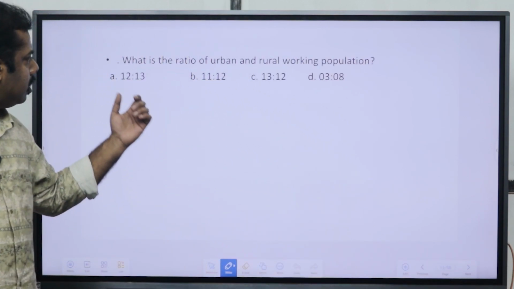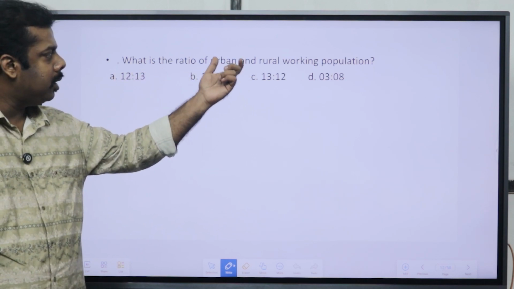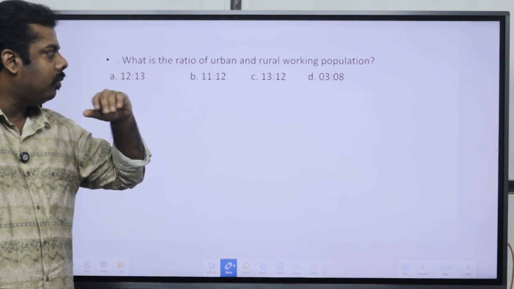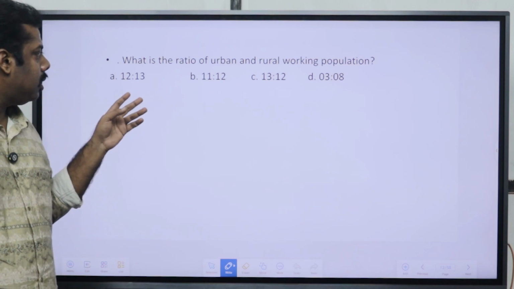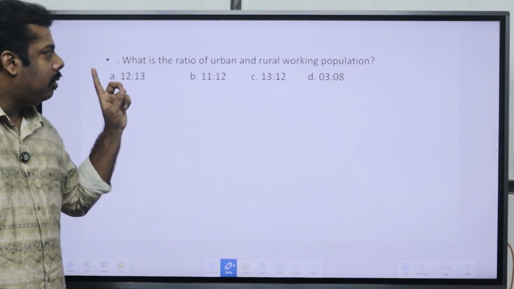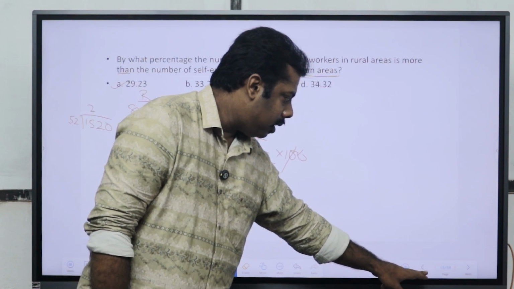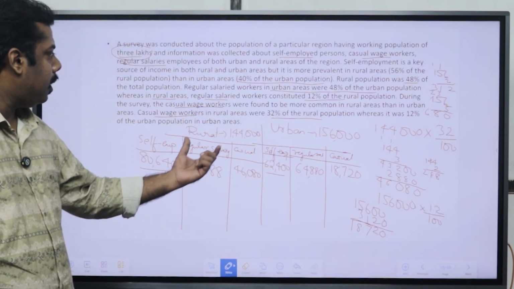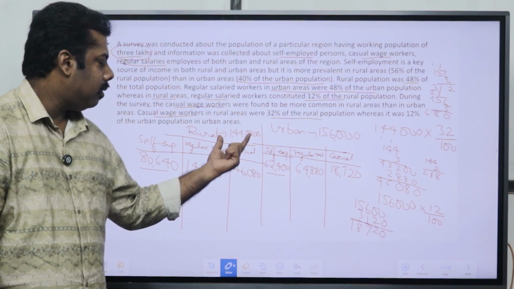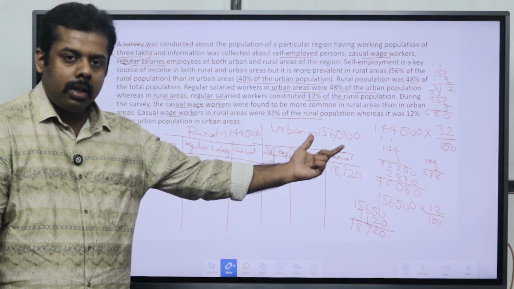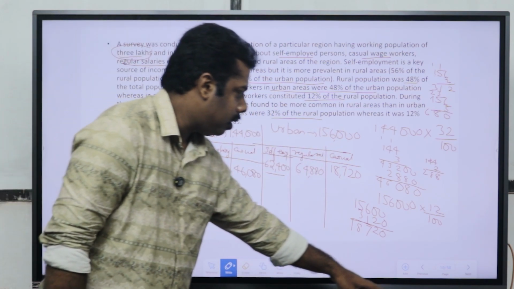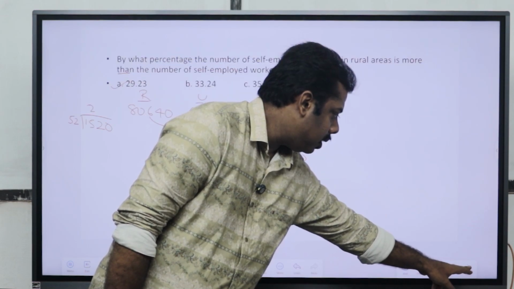So the next question is, what is the ratio of urban and rural working population? We just have to take the ratio of both. As we had already seen, the working population here is 1,44,000, and here it is 1,56,000. So just take the ratio.